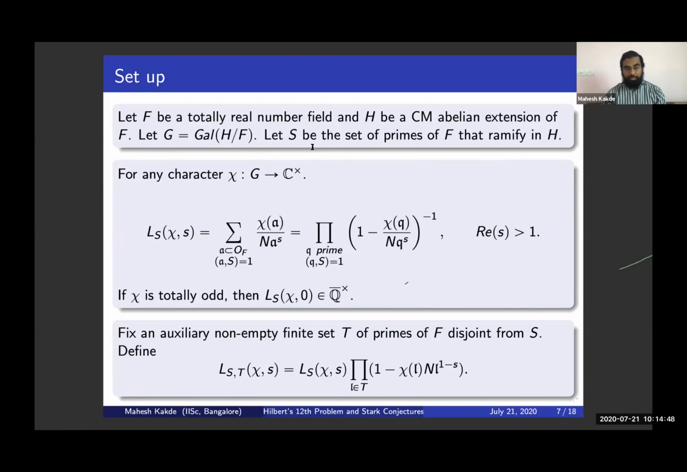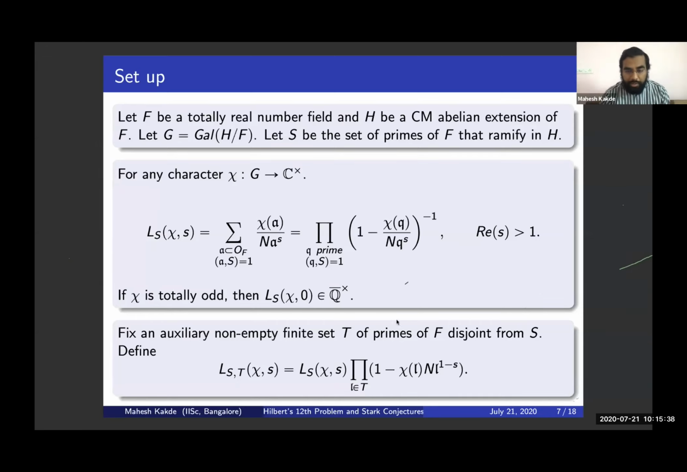So for any character of G, I can find its finite order because it's for a finite group. For any character of G, I define the L function this way, as usual, by Dirichlet series. It also has an Euler product like this. A priori this makes sense for real part of s bigger than 1. But as we all know, this has a meromorphic continuation to the whole complex plane minus 1, and also at 1 if chi is not the identity character, which it won't be because I assume chi is odd. So it has an analytic continuation to C.